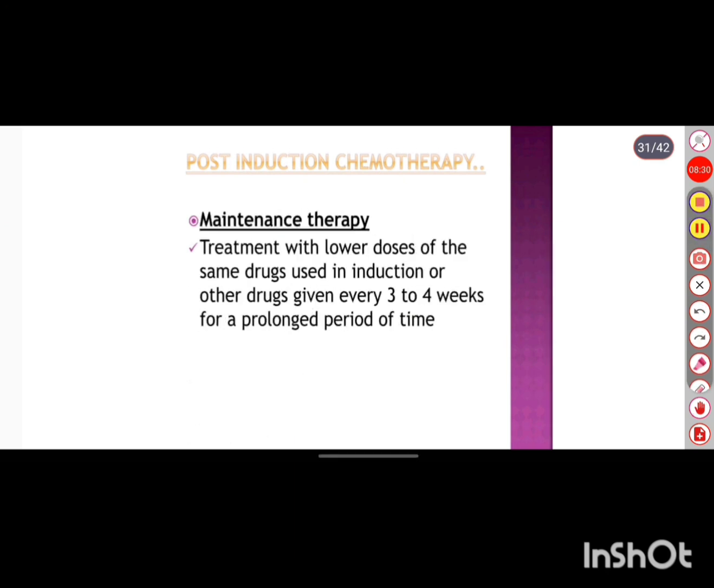Next, in post-induction chemotherapy, we have maintenance therapy, in which the treatment is done with low doses of the same drugs used in the induction therapy, given every 3 to 4 weeks or for a prolonged period of time.